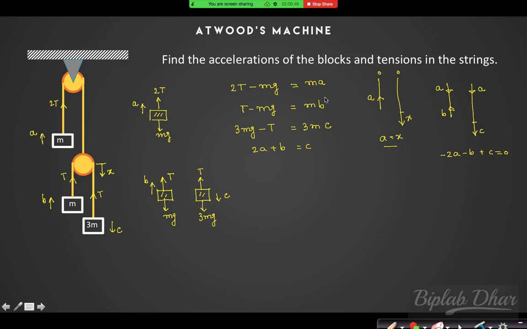Now you have these 4 equations, and if you solve them, this solution will definitely be a lengthy process. But what you will get is a will be g by 2, b will be g by 4, and c will be 3g by 4. I think that should be the answer of this question. And if you calculate the value of T, it will be 3mg by 4.